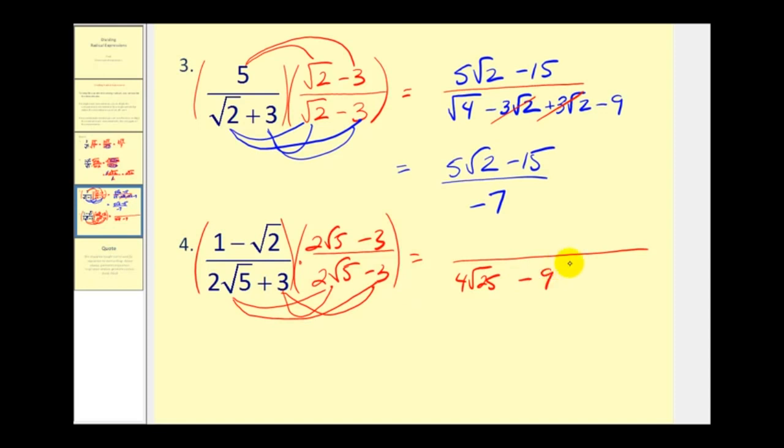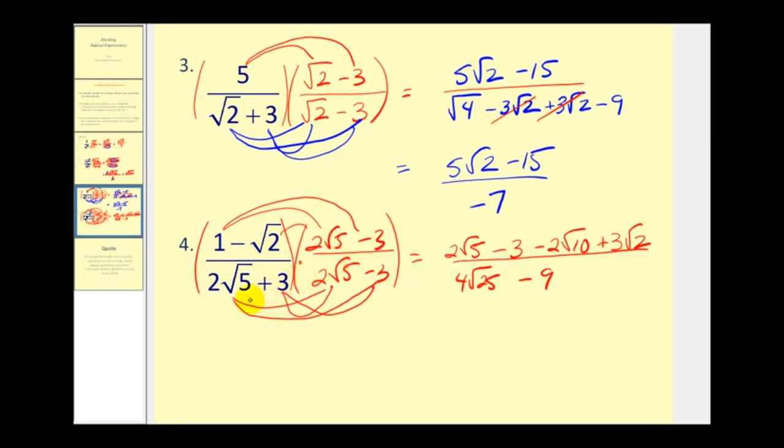Let's go ahead and multiply out the numerator. 1 times 2 square root 5, 1 times negative 3, negative square root 2 times 2 square root 5, that's going to be negative 2 square root 10. And then lastly we have negative square root 2 times a negative 3, that'll be plus 3 square root 2. Be careful on these products. Remember, we multiply the coefficients together and then we multiply the radicands together.